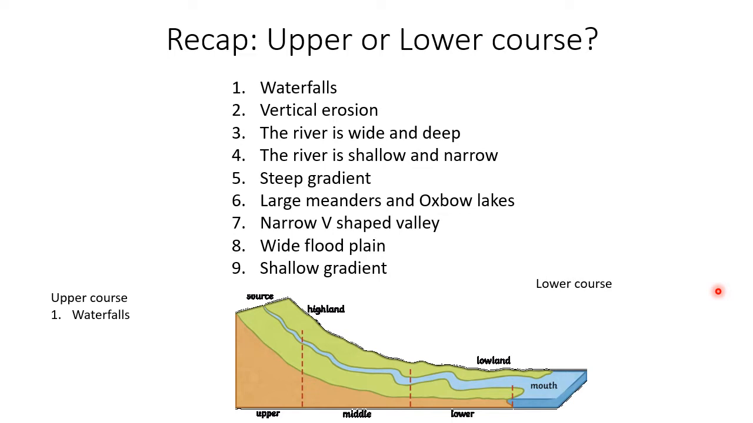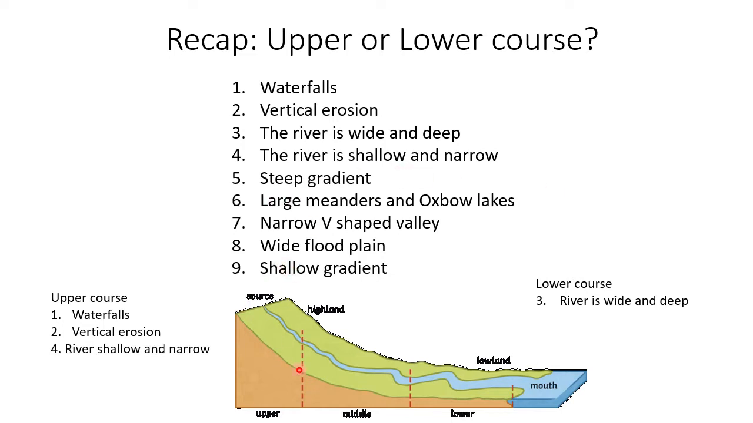So high energy environment, requires hard and soft rock and lots of vertical erosion. So it's very much upper course. And using that logic, vertical erosion is going to happen where the river's got the most energy, and that happens where it's steepest. So that's going to be the upper course as well. Now, the river is wide and deep, and you can see here, even on this little sketch, as the river goes down, more rivers will be joining it, more rain will be joining it, so the river is going to get wider and deeper. So that's going to be a feature of the lower course. Whereas the river's shallow and narrow, well, that's because there's less water in the river, so that's going to be upper course.